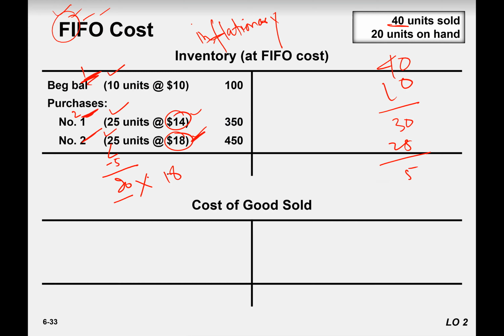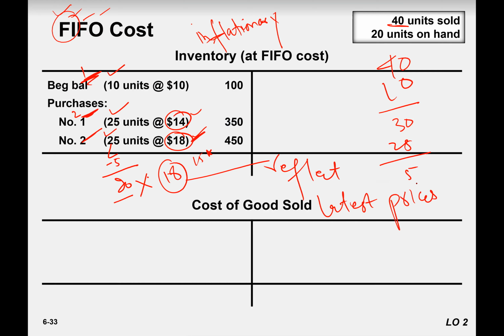So did you notice something? In our average cost, we didn't care about the order here. We just made an average cost. Average cost was 15 at that time. Look at that. This is 18. It means the inventory on hand reflects the latest prices. So is this according to the business norms or not? Yes, right? Because this is an inflationary period, our inventory on hand reflects the latest prices, right?